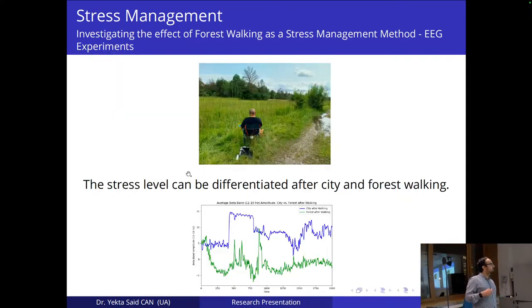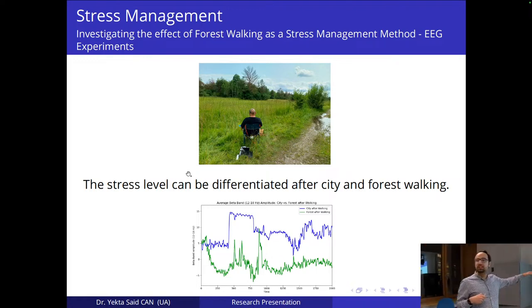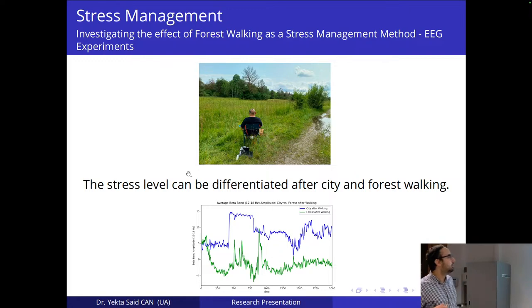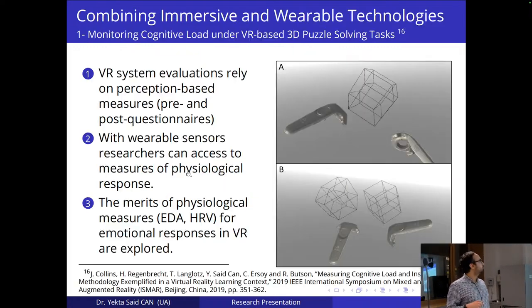When we look at the biosignals, the stress level can be differentiated after city and forest walking. Here you can see the beta waves in the brain activity. After city walking, the stress is higher than after forest walking. So we were able to see the effects of forest walking by using biosignals also.